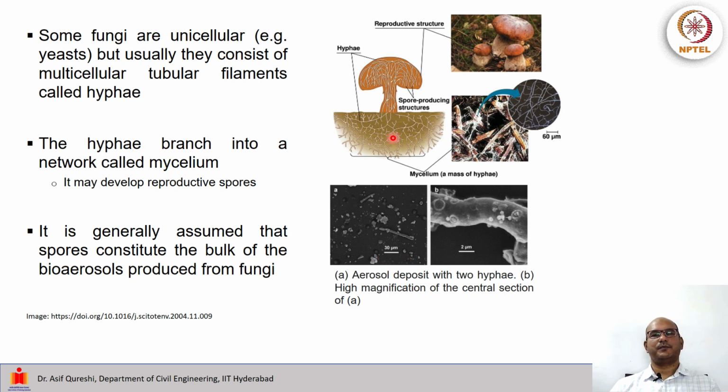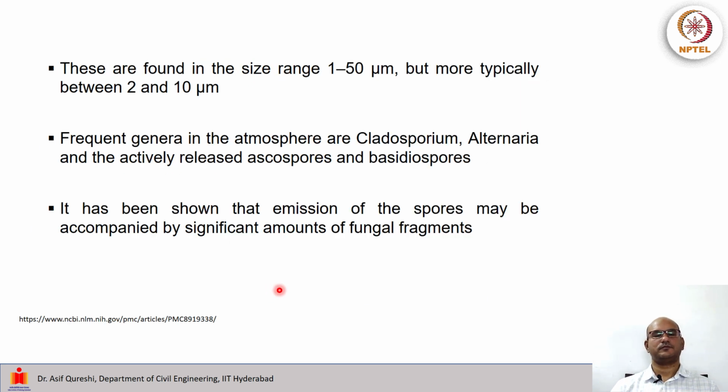These hyphae will branch into a network called mycelium. We can see these networks quite clearly in this figure, and they may develop the reproductive spores here. It is generally assumed that spores constitute the bulk of bioaerosols produced from fungi. These are found in the size range 1 to 50 micrometers, but more typically between 2 and 10 micrometers.